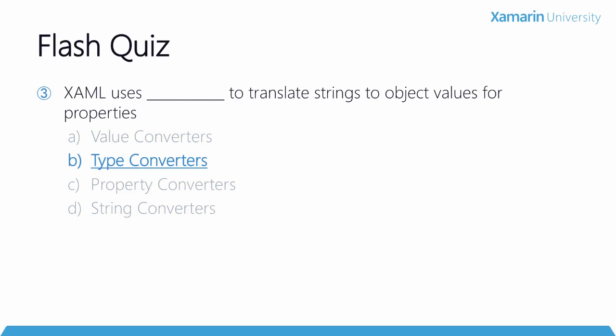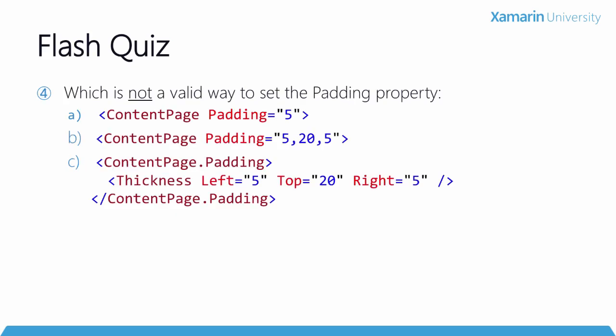We use type converters to translate our strings to our object values for the properties. And question 4. Which of these is not a valid way to set the padding property?